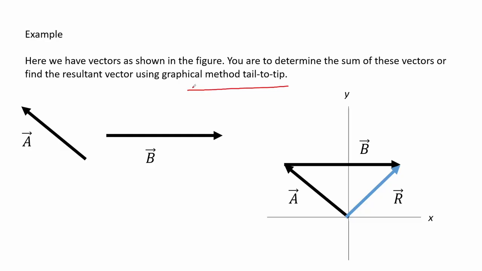To do this, we simply put the tail of the first vector A at the center of a Cartesian coordinate system. We then connect the tail of the second vector B to the head of the first vector A. Then we connect the tail of the first vector A to the head of the second vector B.